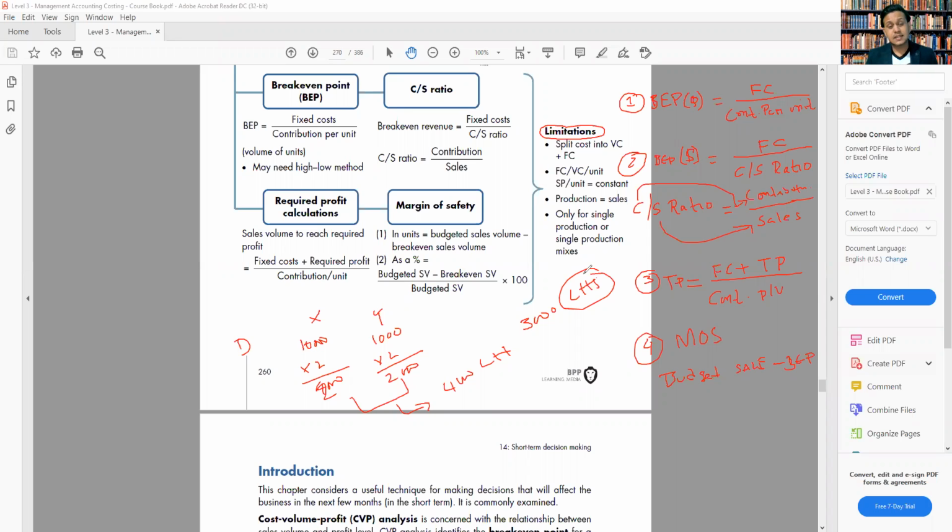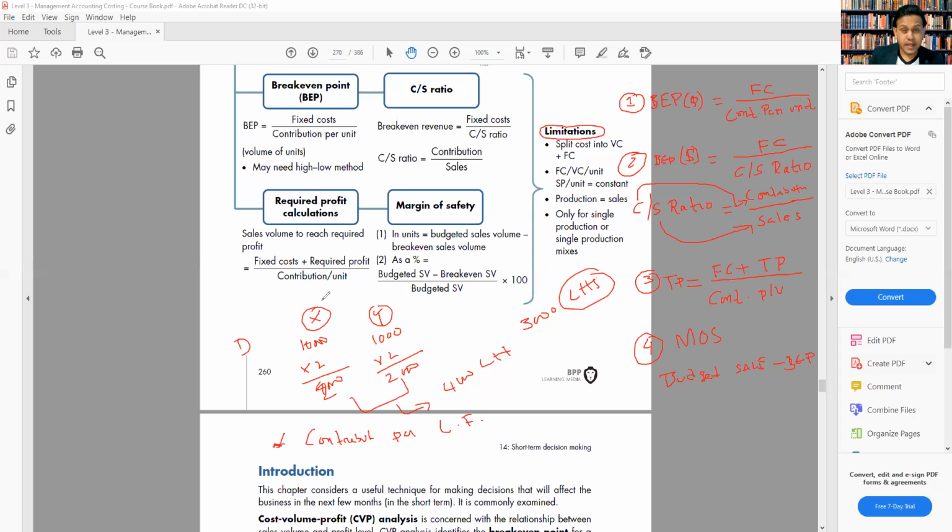Now, in this limiting factor, remember that we are not looking for the profit, we are looking for the contribution per limiting factor. So we're going to check which one gives us more contribution per labor hour, contribution per limiting factor. And after that, we'll decide which one gives us more contribution. Is it X or is it Y?